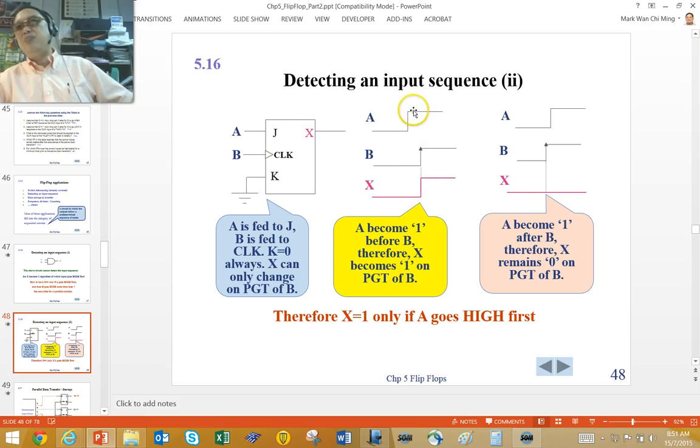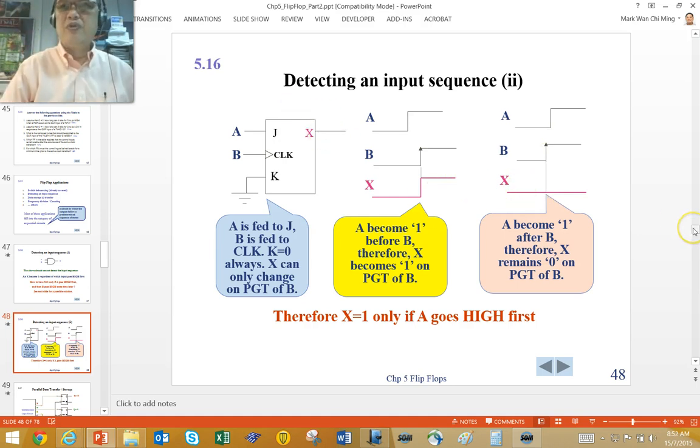You see that? A before B. Now, for example, your B is a 1 already, but A is still a 0. What happens? Then output is a 0. Let's say A becomes a 1 after B, therefore X will remain a 0. Like that only. We just connect it to the flip-flop, and we can use this to achieve the result. No big deal, right? B is connected to the clock input. At this point, when the time comes, A is still a 0, so your output is still a 0. Very straightforward.